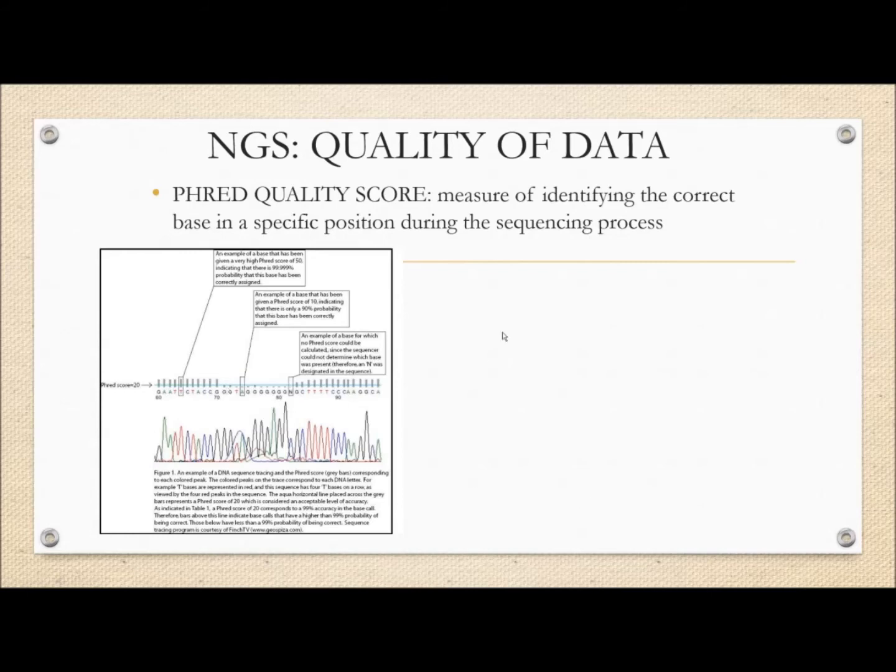A little chart is going to show up here. A Phred quality score of 10 indicates there is a 90% probability that the base has been correctly assigned. Now here you see an N, which means that there is no assignment. Okay, so it's kind of an unknown. An example of a base for which no Phred score could be calculated, since the sequencer could not determine which base was present, and therefore is designated as an N.